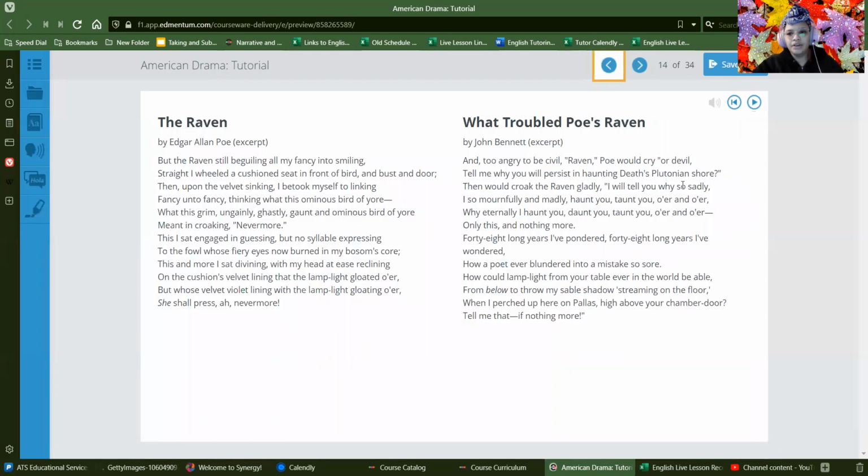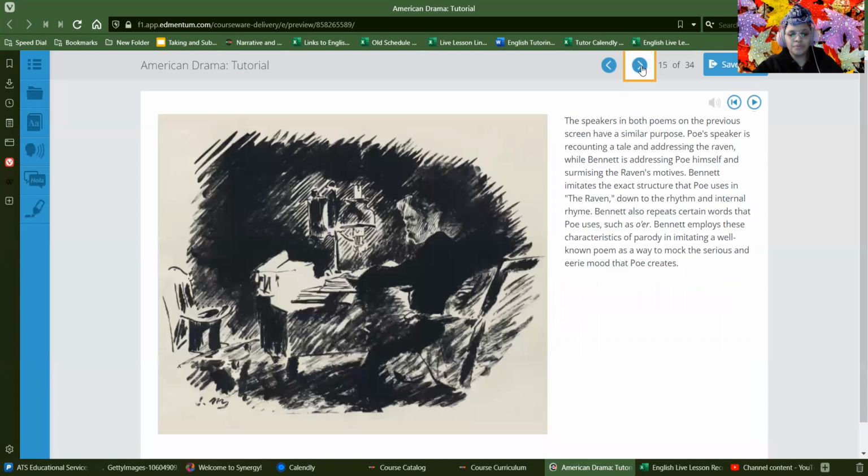And you can kind of tell he goes out of his way to describe haunting death's Plutonian shore. It's a valid description based on the time, but it's just kind of a ridiculous set of words to have in a poem, you know? So he was sort of making fun of how serious it is.